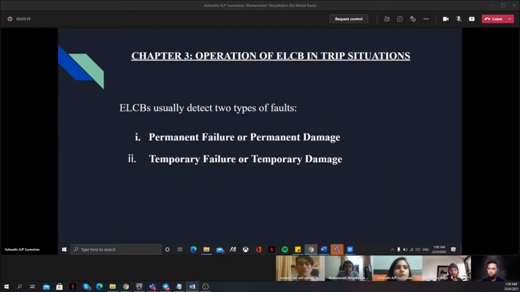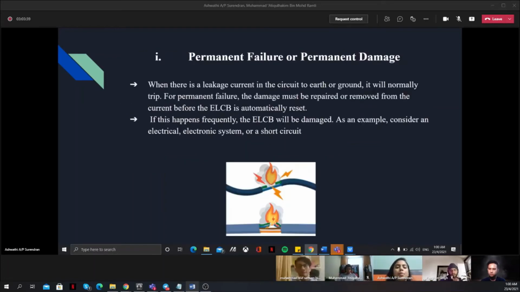Okay, so moving on, we have the operation of the ELCB in a trip situation. Basically the ELCB detects two types of faults: the permanent failure, also known as permanent damage, or the temporary failure or temporary damage. So, permanent failure or permanent damage.